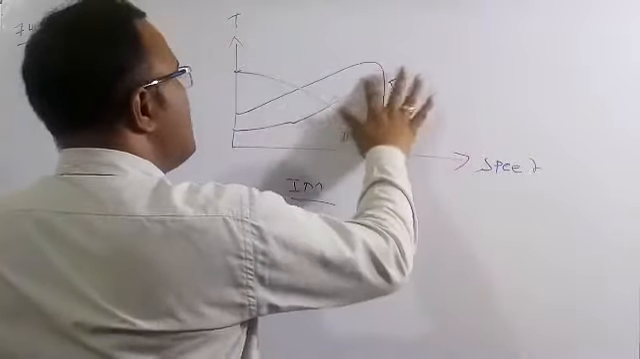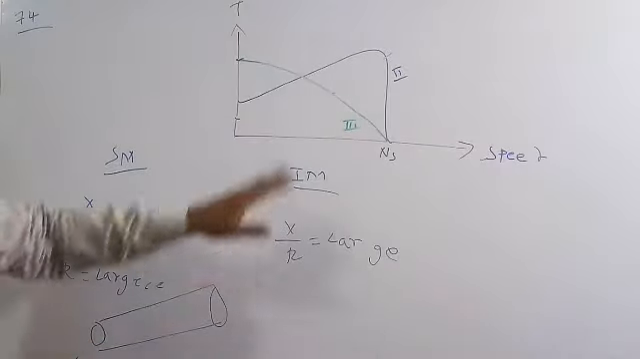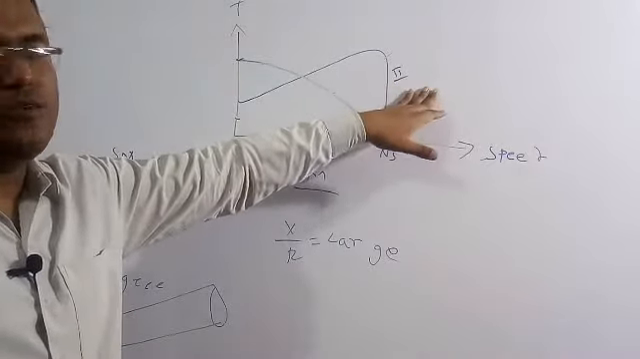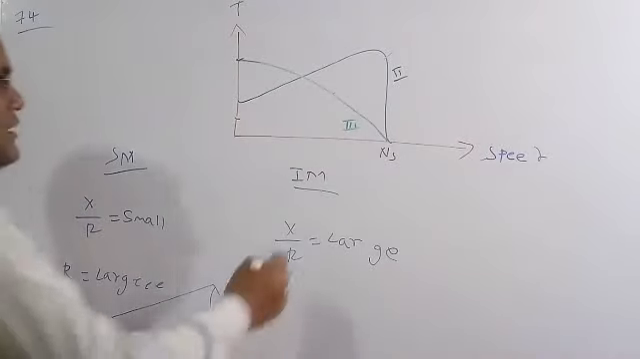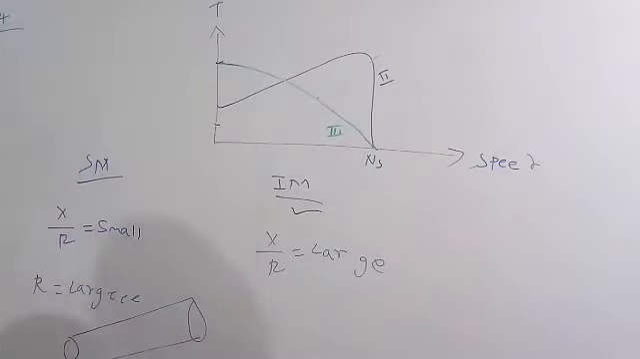Now we need to check which of the second curve and third curve is the AC servo motor curve. The second one is for the induction motor, but the third is the AC servo motor. For an induction motor, the ratio of rotor reactance to rotor resistance is always a very large value. But for a servo motor, the ratio X by R is a very small value. If X by R is very small, it indicates that R is very large.